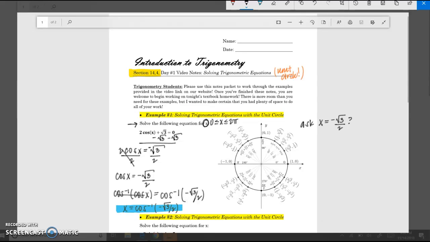So we just go around looking at all of our ordered pairs, and the first negative root 3 over 2 that's an x term happens right here at an angle value of 5 pi over 6. So we can say x is equal to 5 pi over 6. And then we can keep going around to look for one more. The next one happens right here, and that angle value is 7 pi over 6. So those are going to be the two angle values that solve that equation. If we plug those back in, that would make our equation true. So we've successfully solved for our first trigonometric equation.